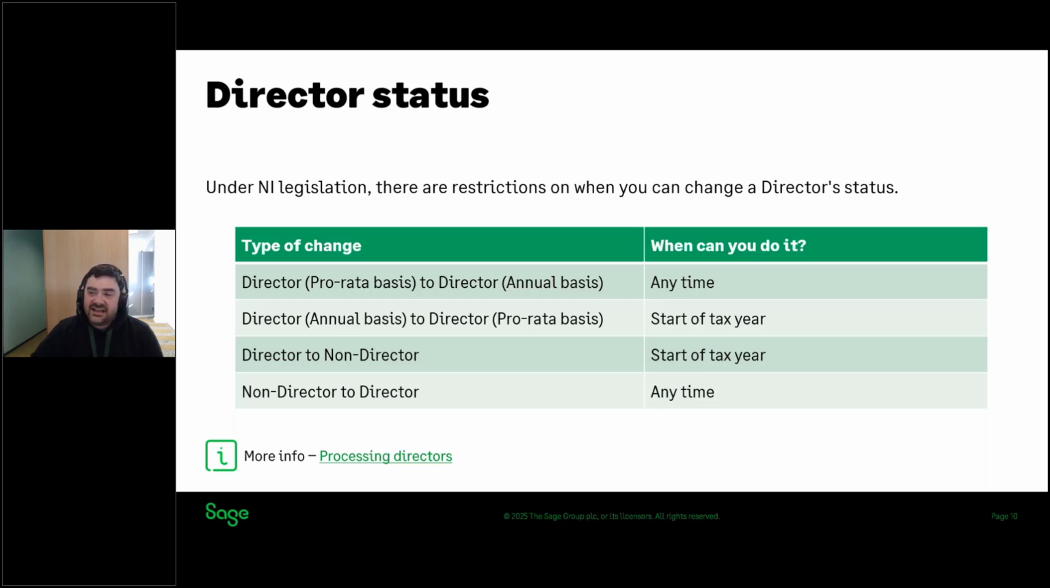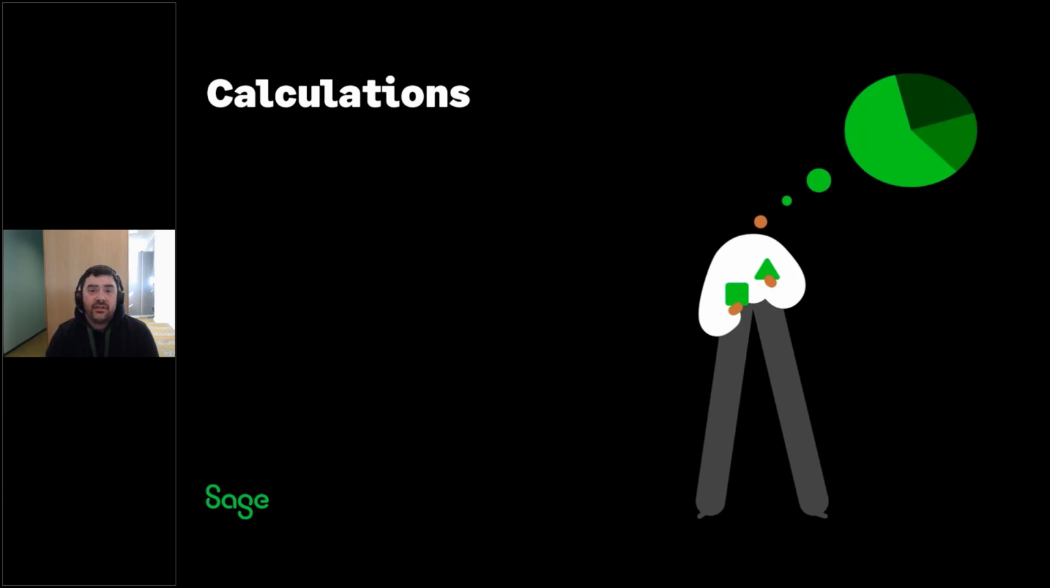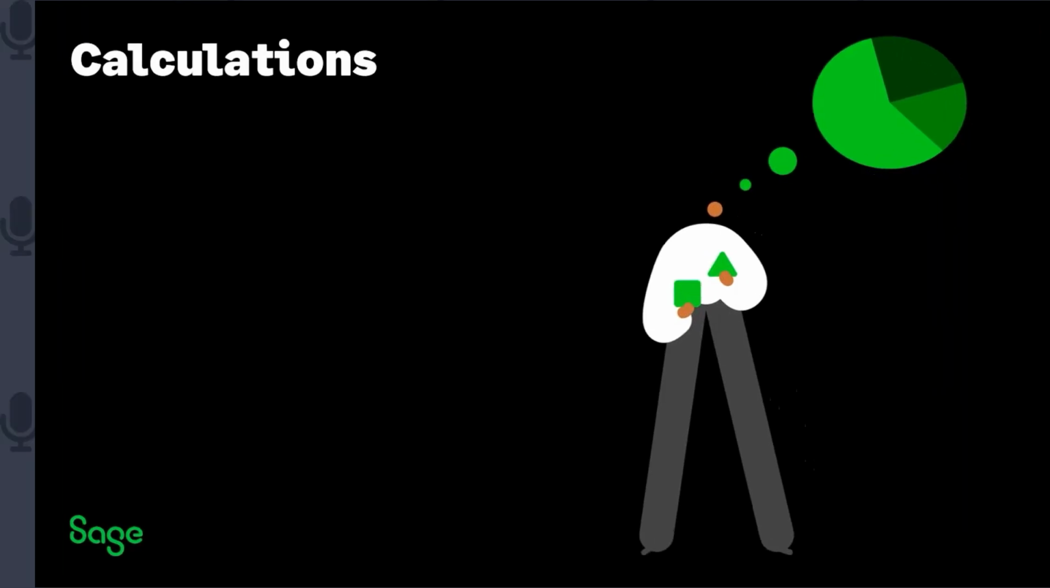So we're going to see how the director status affects the calculation. The way that this is going to work is I'm going to run through some scenarios first in Payroll to show you the calculation being done in the program, and then we'll break down the calculation looking at some of the reports for the year. So let's just rejoin the demo.